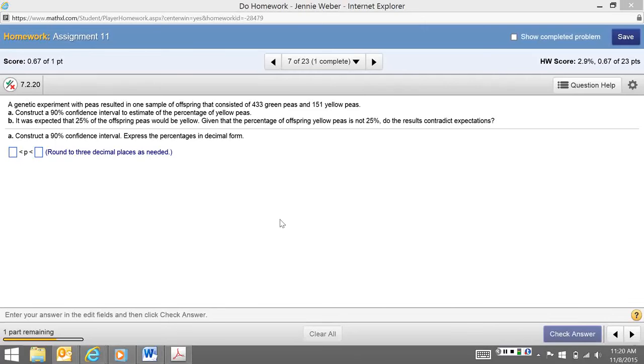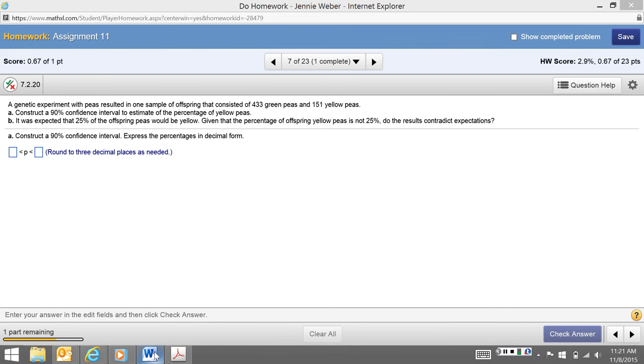Okay, we have a genetic experiment with peas that results in one sample of offspring that consists of 433 green peas and 151 yellow peas. We want to construct a 90% confidence interval to estimate the percentage of yellow peas.